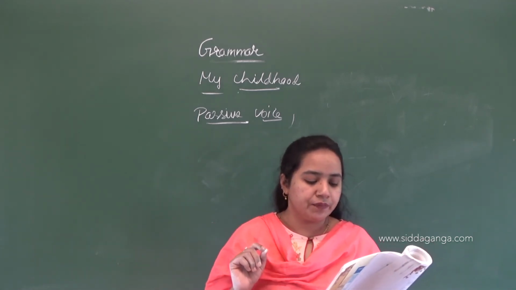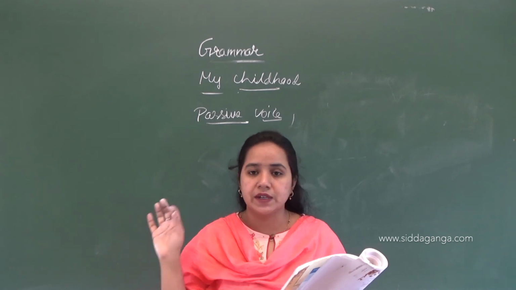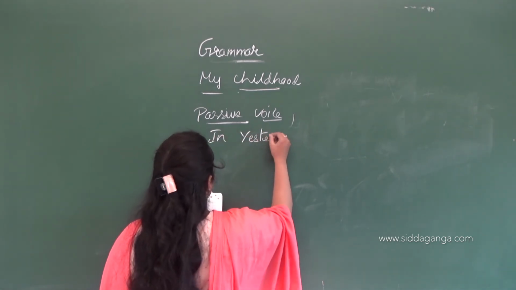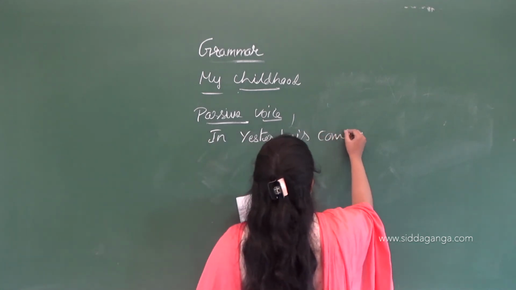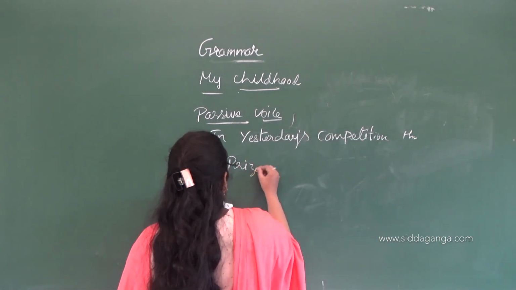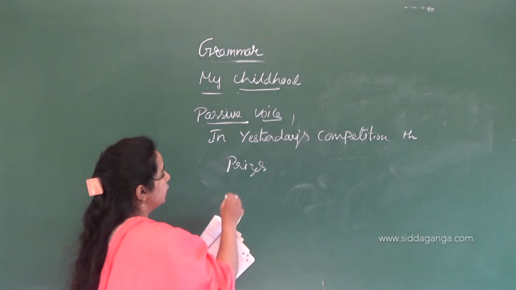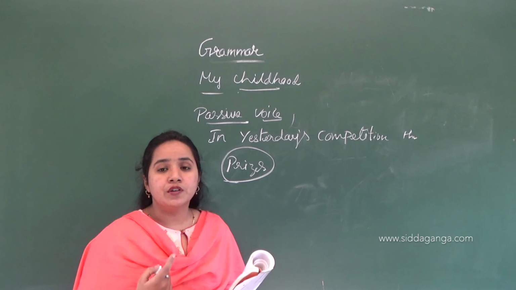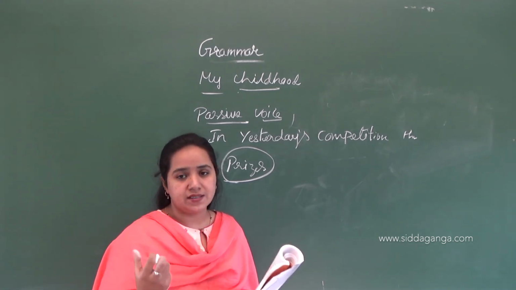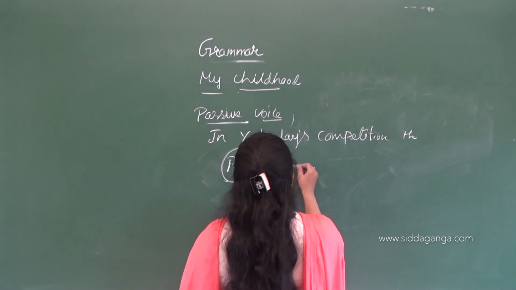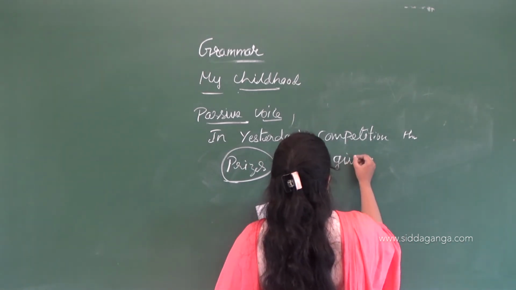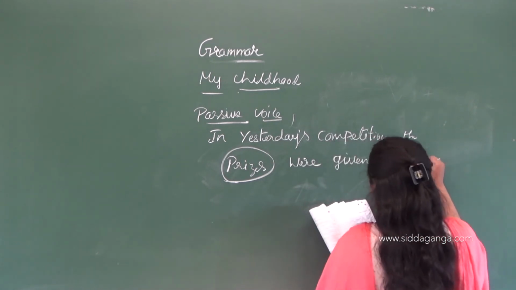In yesterday's competition, the prizes by the principal. I will write it here. In yesterday's competition, the prizes. Okay, so see here, prizes given. This is in plural form. It is not singular form. So whenever we use the passive form, we should take it as past tense. So we are not using are here. We should use were. Prizes were given. So give becomes given. Given away by the principal.